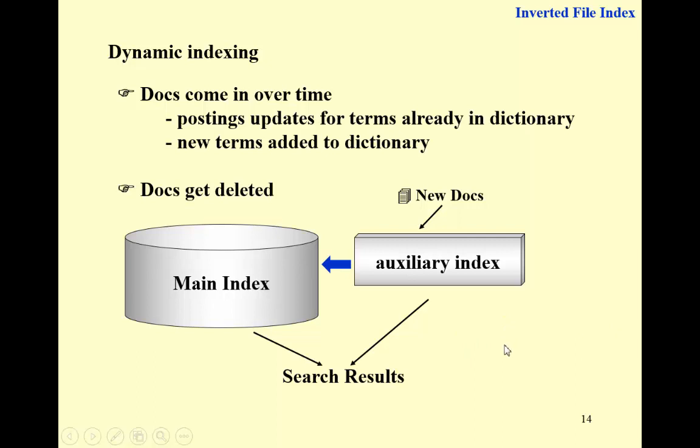And there are two quite difficult problems to solve. One is when to re-index. It means how we're supposed to decide when is the best time for us to merge the auxiliary index into the main index. That's when to re-index. And the other one is how to delete a document. That is actually very complicated.